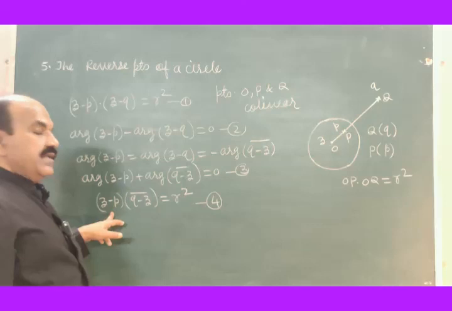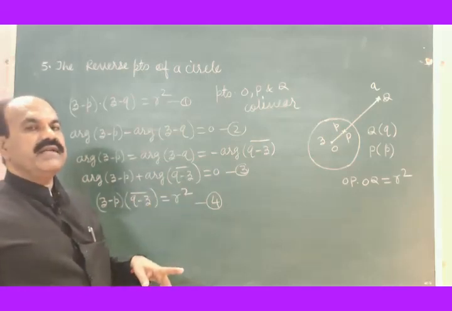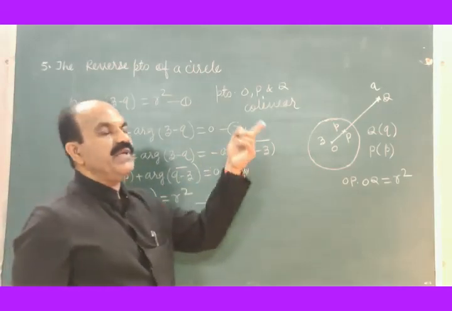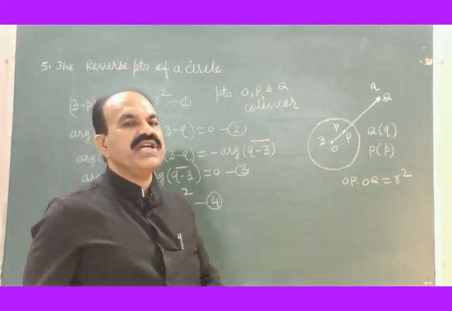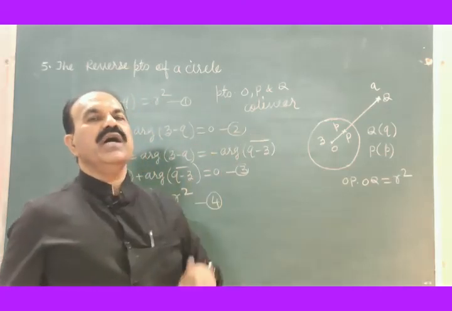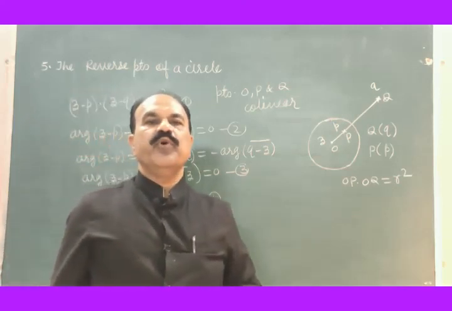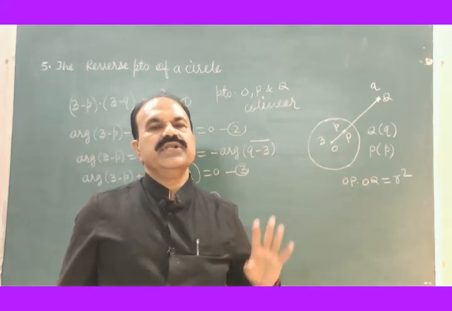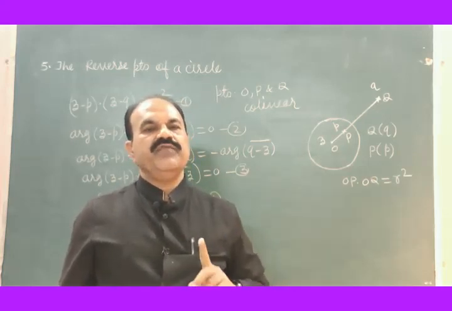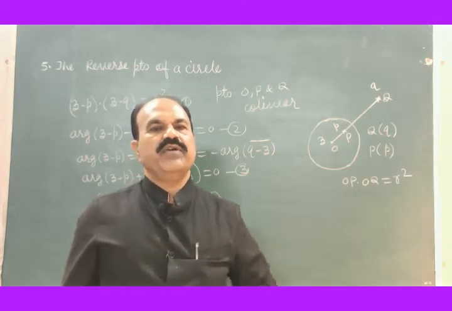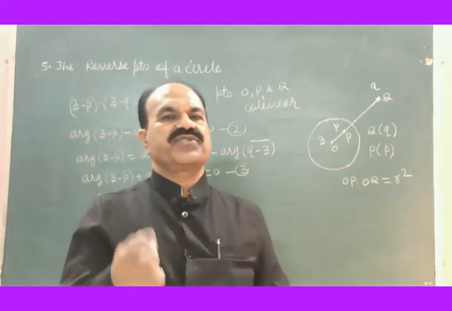As Z minus p into q minus Z bar is equal to R square, it means that points P and Q are reciprocals to each other with respect to the given circle. This is the fifth point of geometry of complex numbers. Here we complete geometry of complex numbers. Thank you.